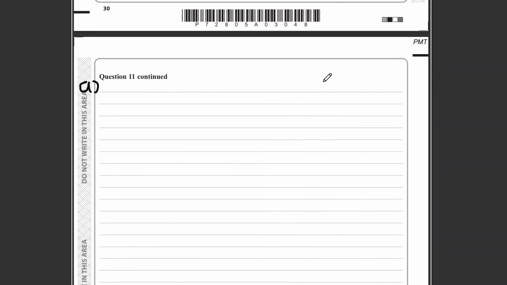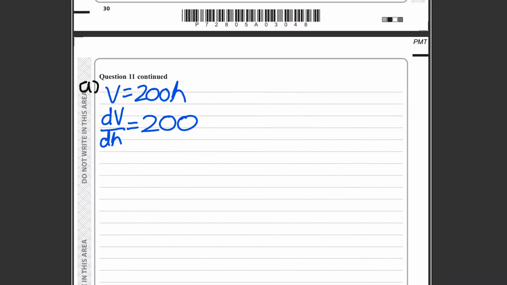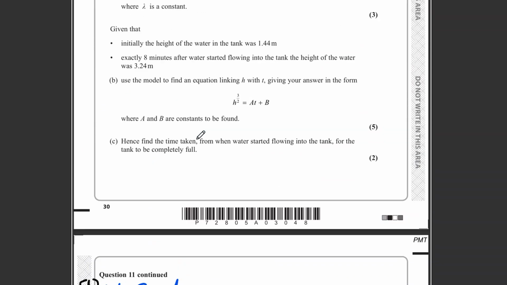So what we can do with this V is equal to 200h, we can differentiate this. So it's dV over dh, and if we differentiate this, this is going to be 200. So we have one differential equation here, that dV over dh is equal to 200.